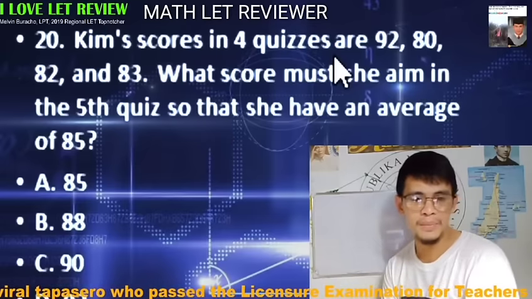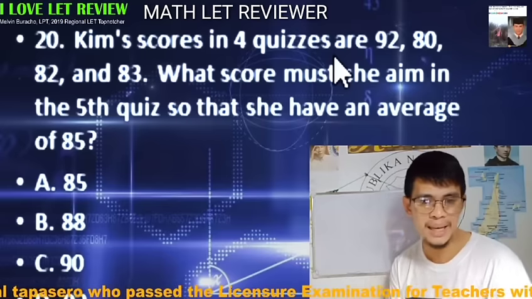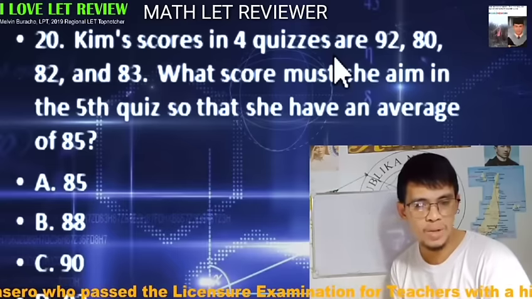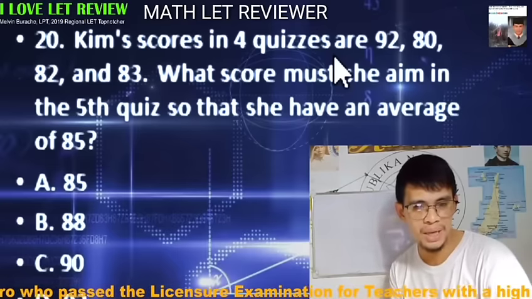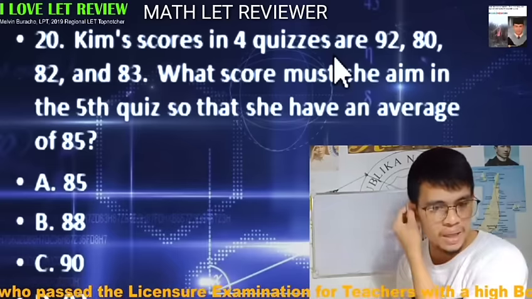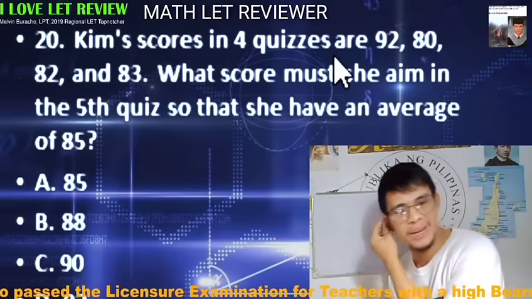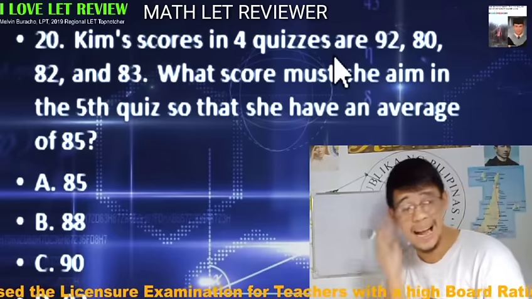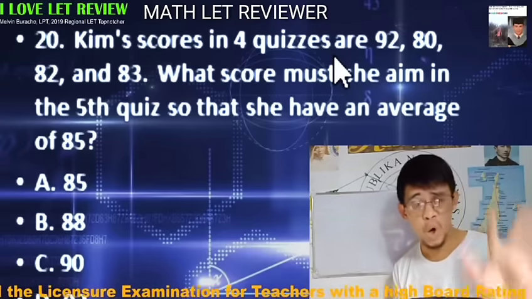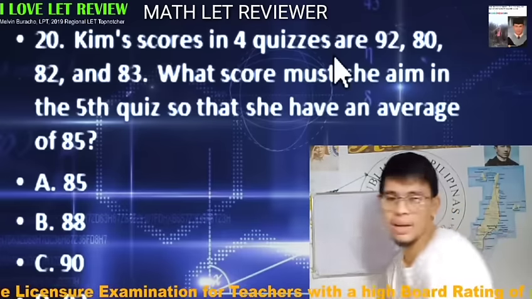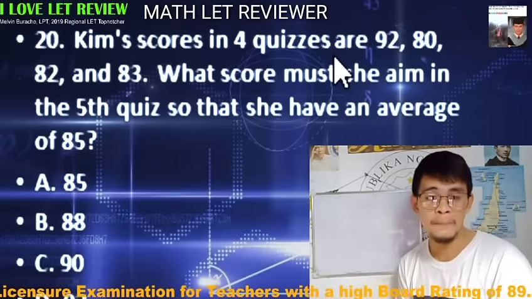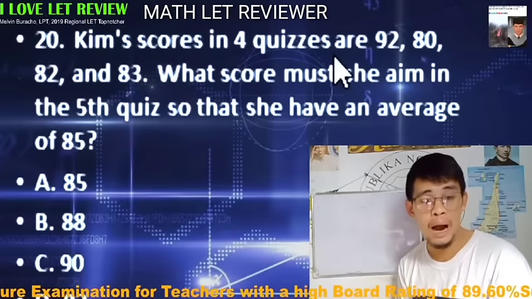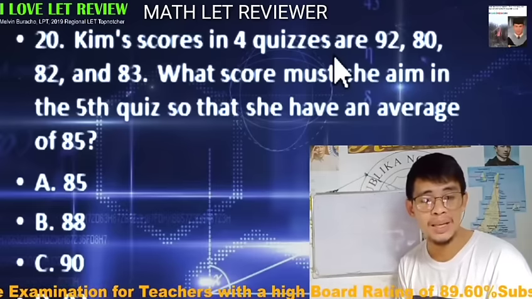Number 20. Okay, here we go. Kim's scores in 4 quizzes are 92, 80, 82, and 83. What score must she aim for in the 5th quiz so that she will have an average of 85? How to get the average, guys? You just have to add all the raw scores. Okay? So now, ano po ba ang tinatanong dyan? Ano daw yung panglimang score niya, okay, na dapat niyang makuha para ang average niya ay magiging 85?